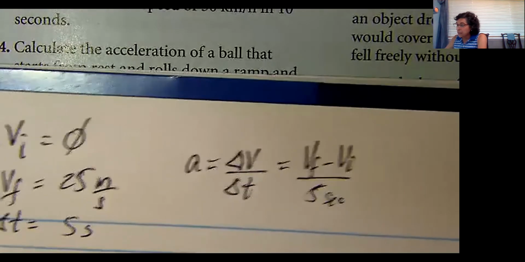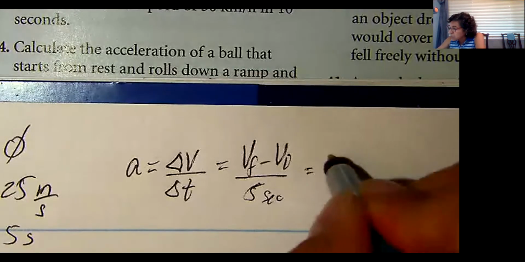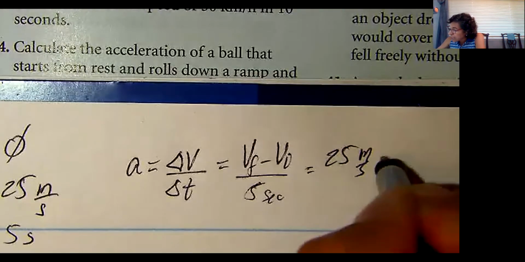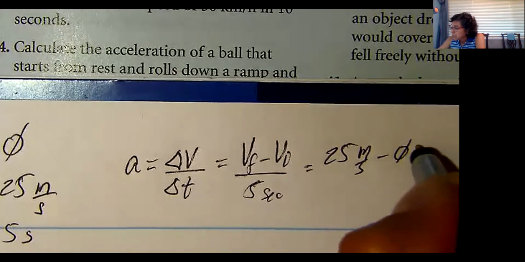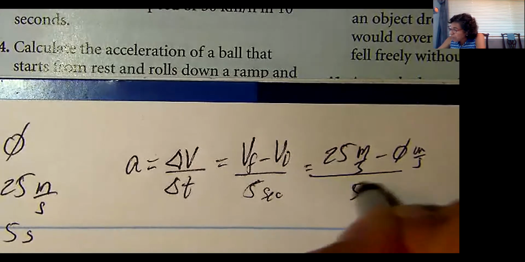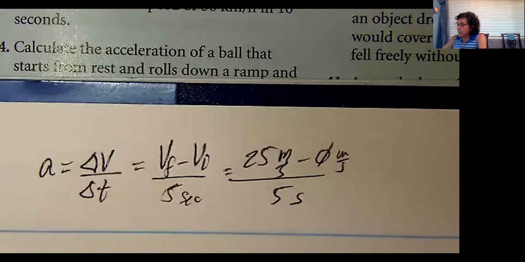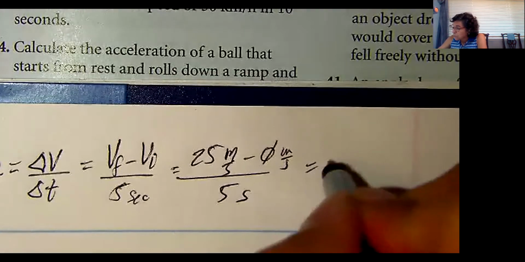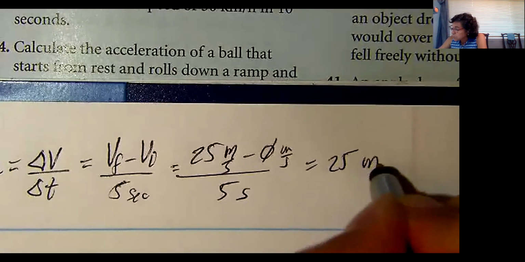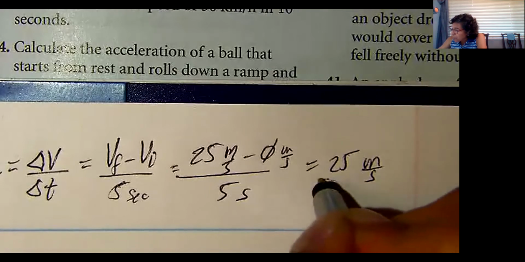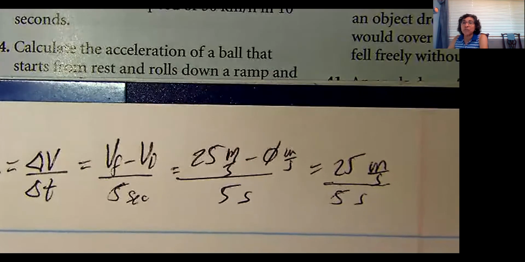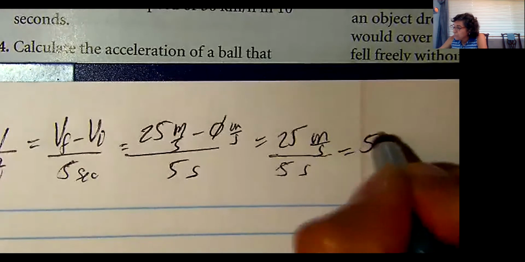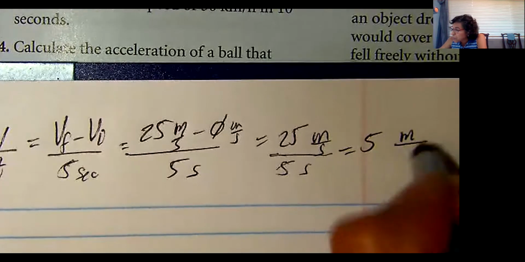Okay, so V final I know is 25. So 25 meters per second minus 0 meters per second, all over 5 seconds. All right, 25 minus 0 is just 25 meters per second over 5 seconds. So 25 divided by 5 is 5. I end up with meters per second squared.